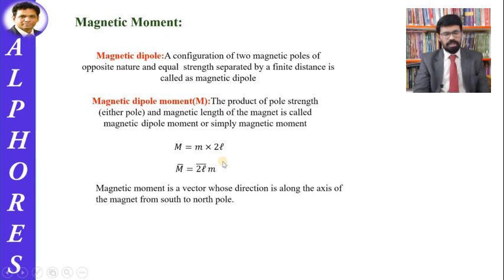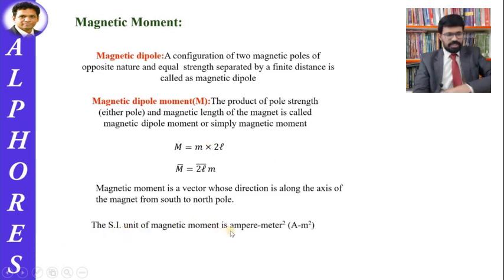I want you to recollect the direction of electric dipole moment. It is from negative charge to positive charge. And here, the direction of magnetic moment is from south pole to north pole. It means the south pole here is relevant to negative charge in electrostatics, and the north pole is equal to positive charge. I want you to remember it like this. The SI unit of magnetic moment is ampere meter square.